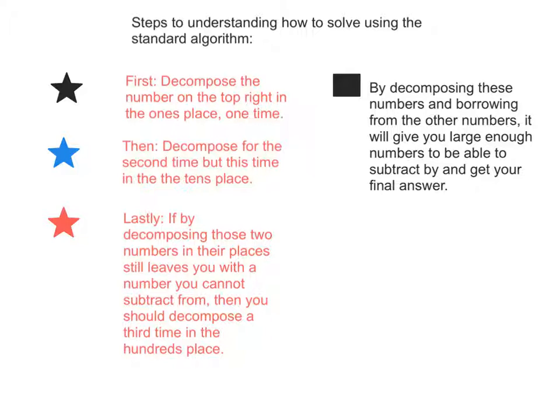Lastly, if by decomposing those two numbers in their places still leaves you with a number that you cannot subtract from, then you should decompose a third time from the hundreds place. By decomposing these numbers and borrowing from the other numbers, it will give you a large enough number that you'll be able to subtract by to get your final answer.